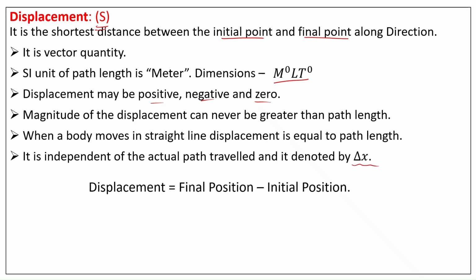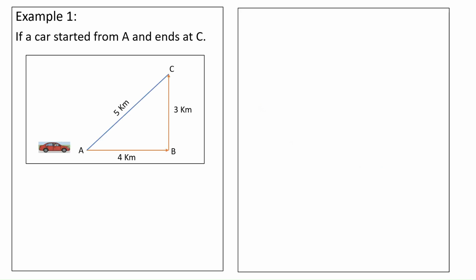Example 1. If a car started from A and ends at C. Here A is initial position and C is final position. If I ask, the total distance traveled by this car is, now you will tell 4 plus 3, that is 7 km. But displacement is the shortest distance between the initial point and final point along direction.